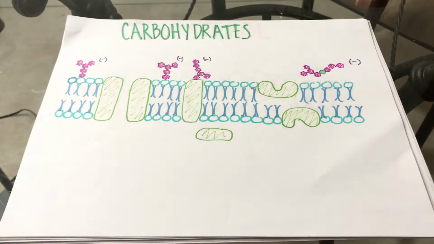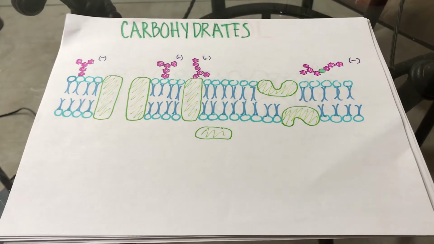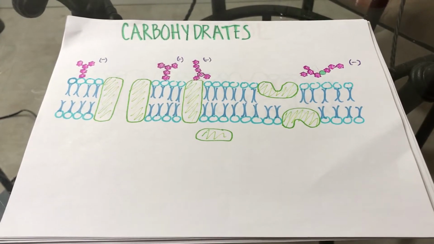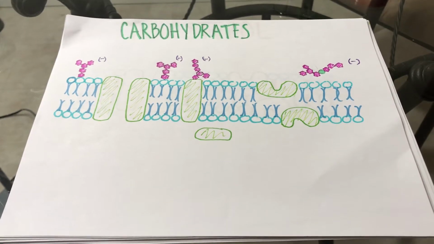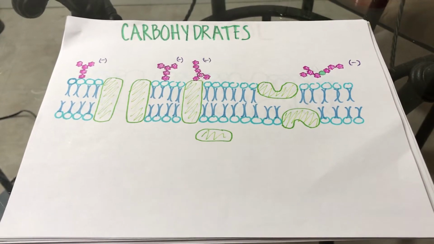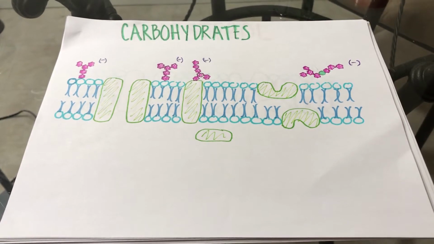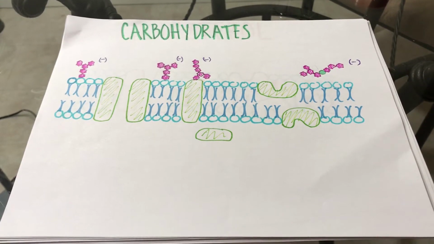Following is carbohydrates. Types of carbohydrates are glycolipids, which make up approximately 10% of all membrane lipids. Next are glycoproteins, which are a majority of integral proteins. And then finally are proteoglycans. These chains have a negative charge which repels other negative charges. These are involved in cell-to-cell attachments and interactions, as well as playing a role in immune reactions.